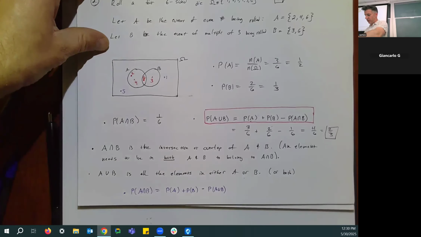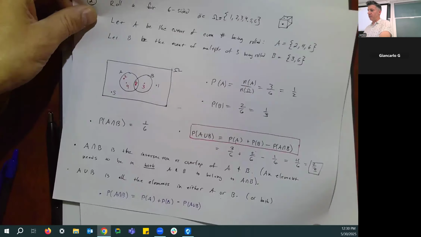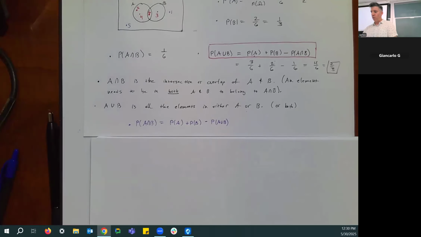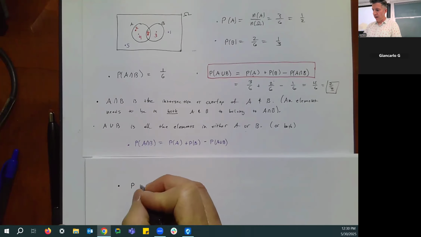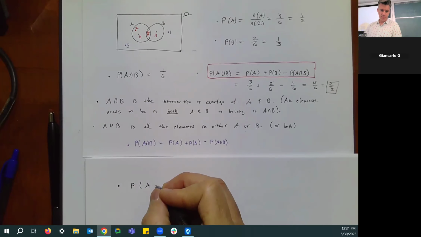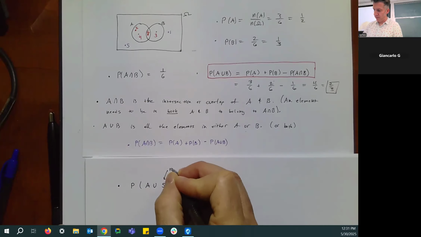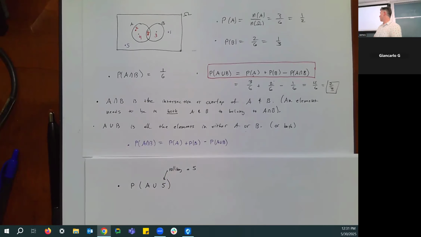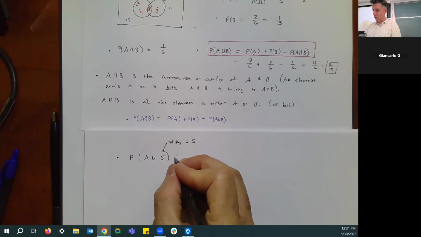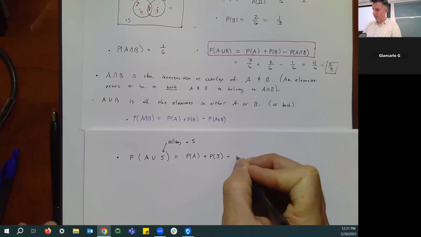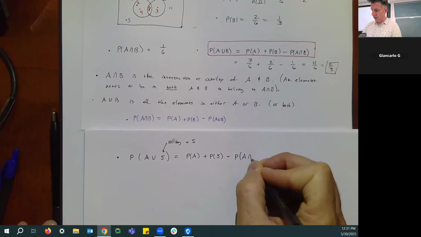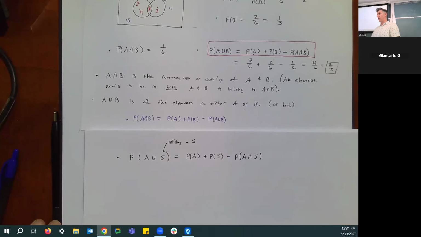Let's look at one more thing here. I wish I had just a little bit more room, but we'll talk about what's the probability of A union, let's say, rolling a five? Well, again, I'm just going to use the formula for the union. It's the probability of A plus the probability of rolling a five minus the probability of A intersect five, meaning event A happening and rolling a five happening.